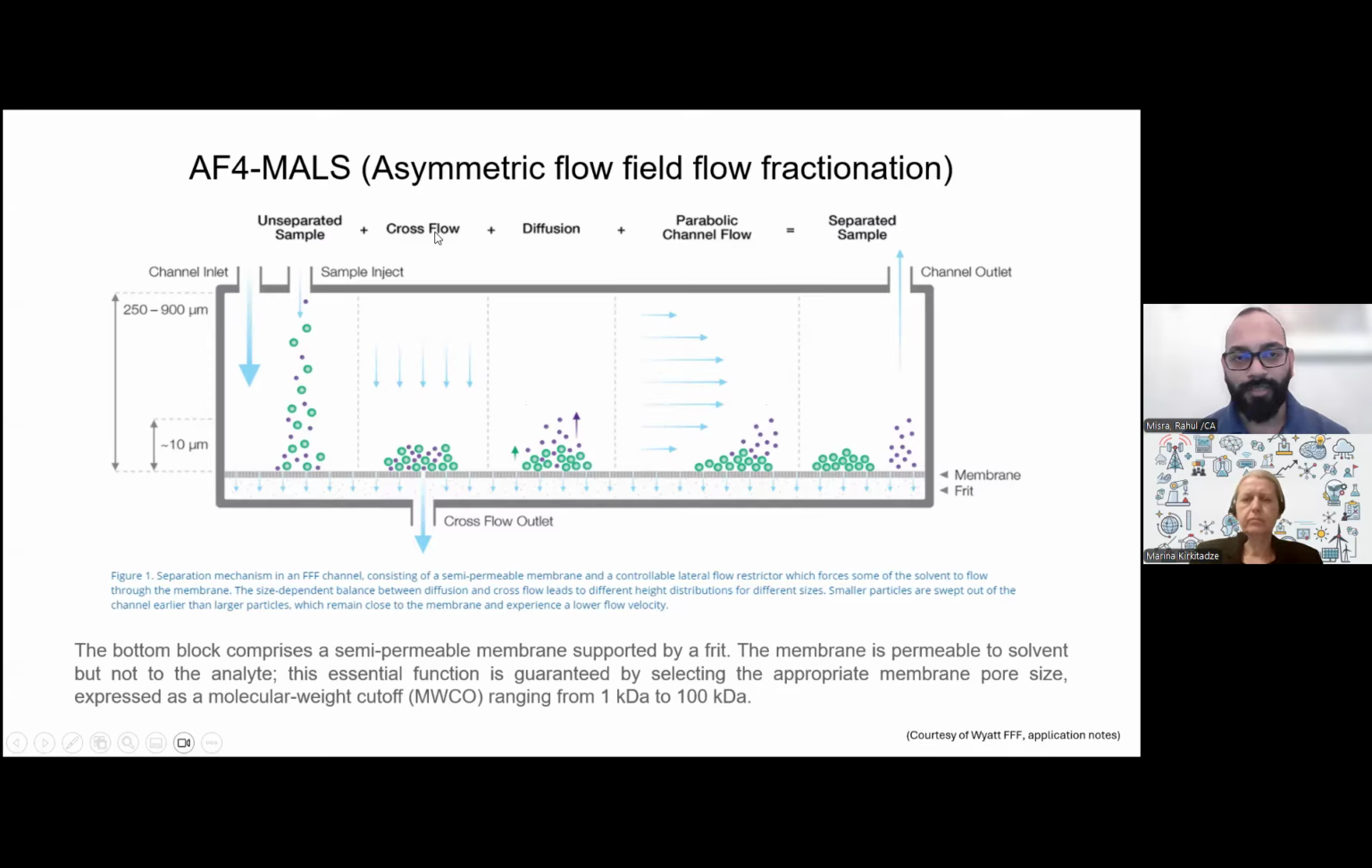So you have a cross flow, you have diffusion, and then you have a parabolic channel flow in this direction, and that's how the separation happens. But there's no interaction happening with the membrane, and it's not a shear stress happening on the particles. So it's a very powerful technique in that it can resolve populations which are very fragile in structure. And it can work from 1 kilodalton to 100 kilodalton.